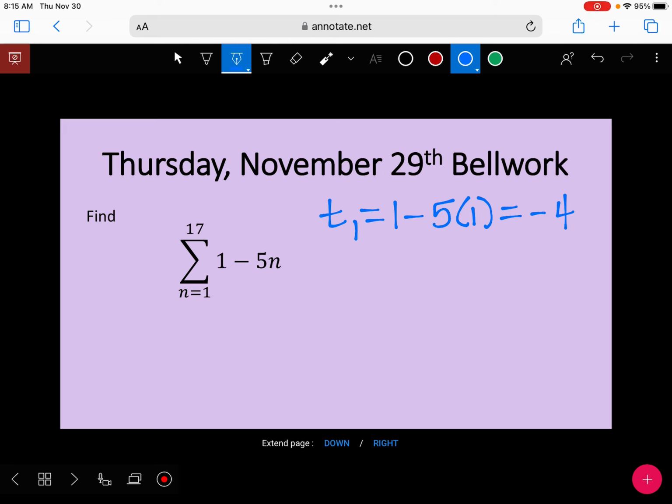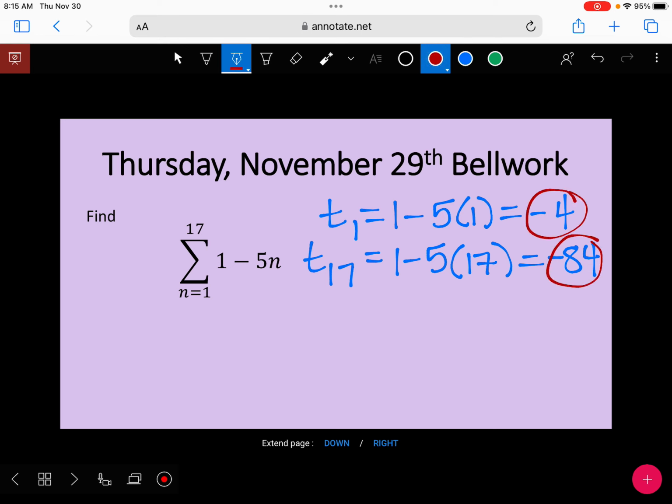And then what was the second term you had to find? T17, good. And what did you get for T17? -84. Do we all agree? Okay. So we have our T1, we have our T17.